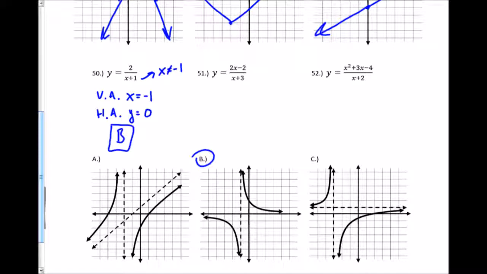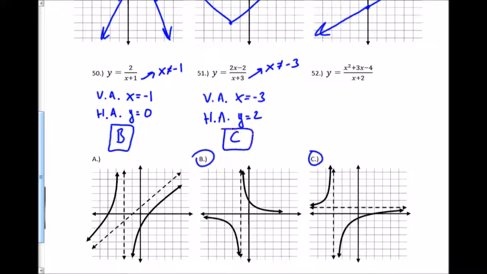Okay. Number 51, I do the same thing. I can tell that there's a vertical asymptote at x equals a negative 3, again, because there's a domain restriction that x cannot equal a negative 3, and it doesn't get canceled out. There's also a horizontal asymptote for this one at y equals a positive 2. And I know that because the degrees are the same, so I divide these leading coefficients. 2 divided by 1 is 2. And again, that's enough information to narrow this thing down. It's got to be letter C, because that's the only one with the proper vertical and horizontal asymptotes. I can also plug some values in to check it.